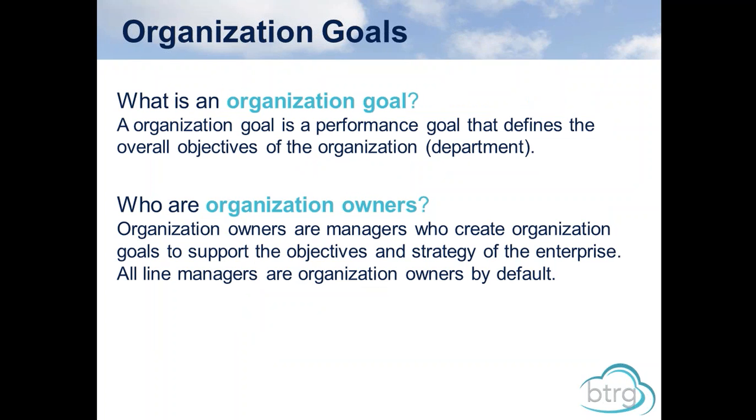So after the HR specialist assigns a goal plan, the organization owner then can log in and add organization goals that support their group. Like I said before, organization owners are all line managers by default. So if you or your company think that you want to restrict that and make it a smaller group of managers or maybe just executives, you would have to go into security and remove the organization owner duty role from the line managers. That's the only way to make sure that you're restricting who gets that, because like I said, by default, all your line managers are going to be organization owners.